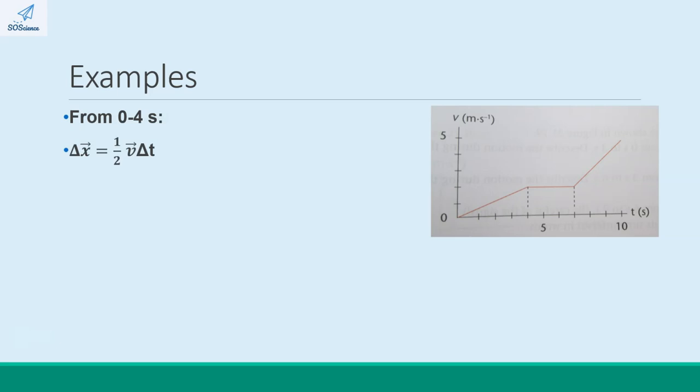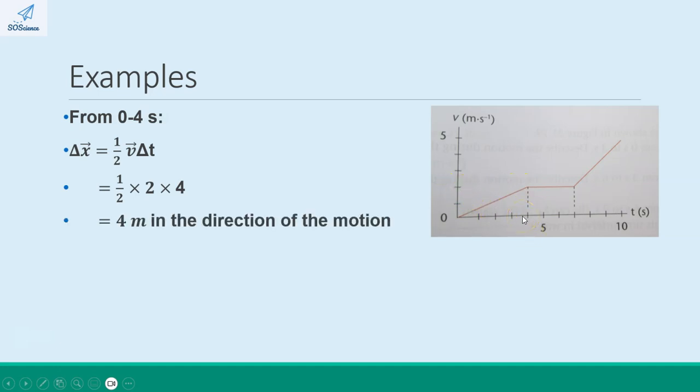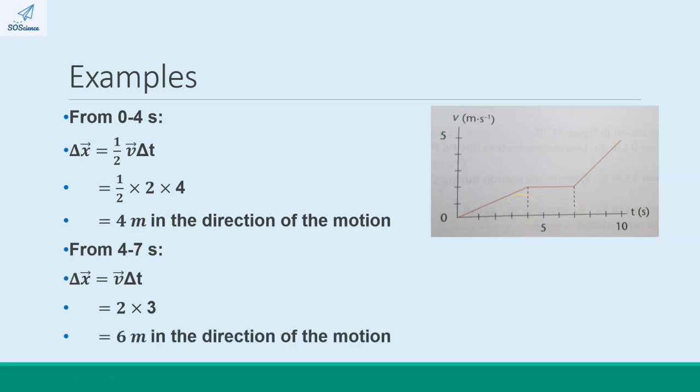From 0 to 4 seconds, the displacement is half v times t, which is half times 2 times 4, which gives us a displacement of 4 meters in the direction of the motion. Then from 4 to 7 seconds, we have a rectangle, so x equals vt, which is again 2 times the 3 seconds represented here, which gives us 6 meters in the direction of the motion.